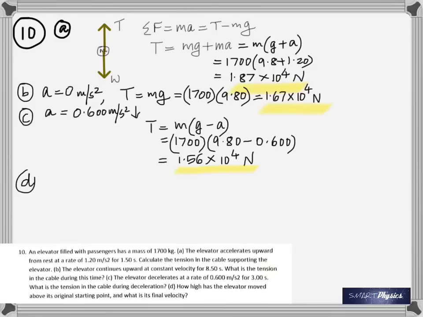And the D part. What do you have to do in the D part? Find the displacement. How high has the elevator moved above its original starting point, and what is its final velocity? Goodness. Why 3 arrows there? Somebody? Why 3 arrows?